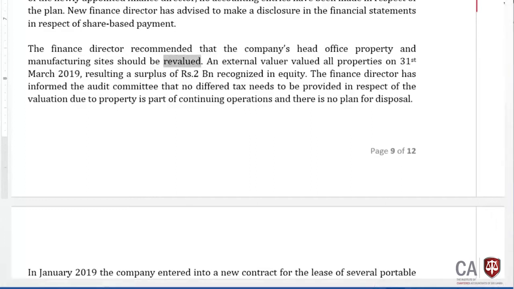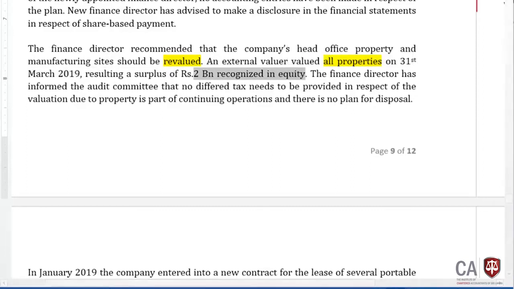Your next answer is fair valuation, sorry, revaluation of what? Head office, revaluation of PP. There are external valuers who valued all properties, right. So, do we know whether all properties are valued? We do not know, we have to check all properties. It results in a surplus of 2 billion recognized in equity.